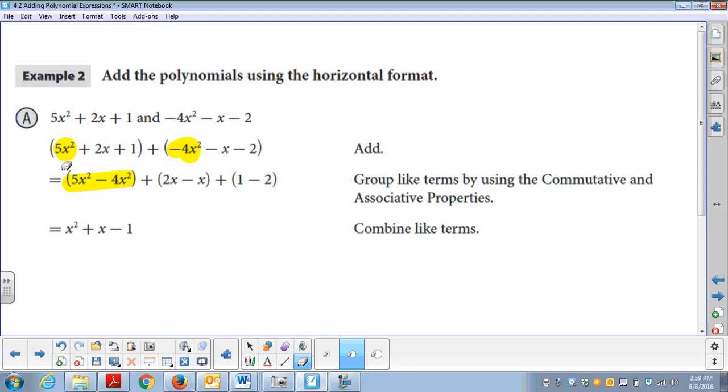Okay, we're going to take the 5x squared and the negative 4x squared and put those together. So I have 5x squared minus 4x squared. Next, we're going to take the 2x and the negative x and put those together. 2x minus x. And last, we're going to go ahead and do plus 1 minus 2. It'll be 1 minus 2 here on the end for our constants.